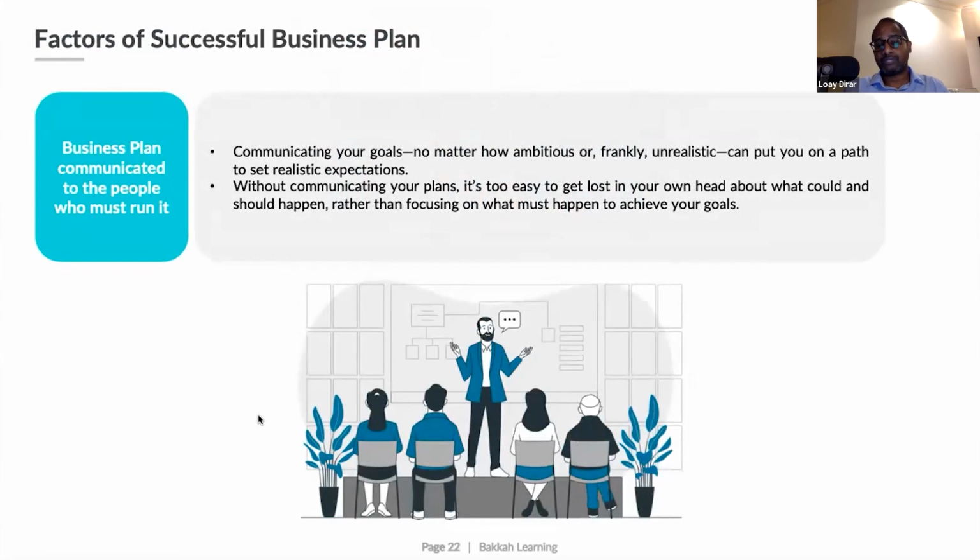And another factor of successful business plans is that the business plan is communicated to the people who must run it. Communicating your goals, no matter how ambitious or frankly unrealistic, can put you on a path to set unrealistic expectations. So you had better manage your expectations from the beginning. Don't set high expectations. Make sure that you are communicating the right message as part of your business plan. Without communicating your plans, it's easy to get lost in your own head. But every now and then, you need to set some sort of alignment and realignment meetings. Make sure that everyone is engaged. Create some sort of an internal campaign that doesn't necessarily require a lot of effort, but keeps everyone involved and backing up your business plan idea.